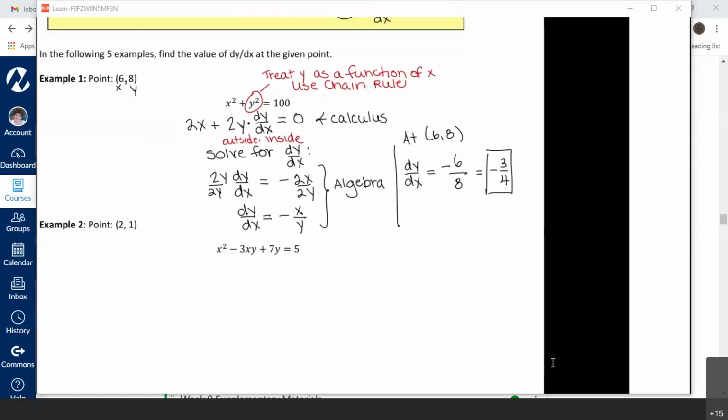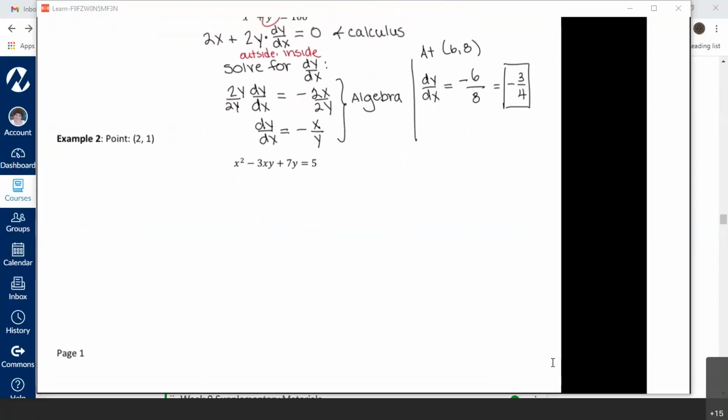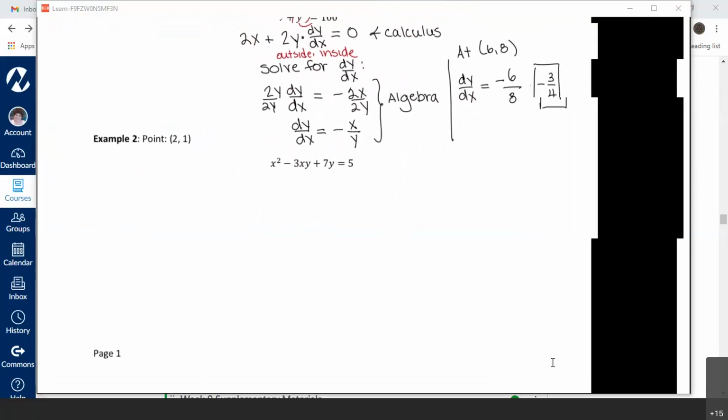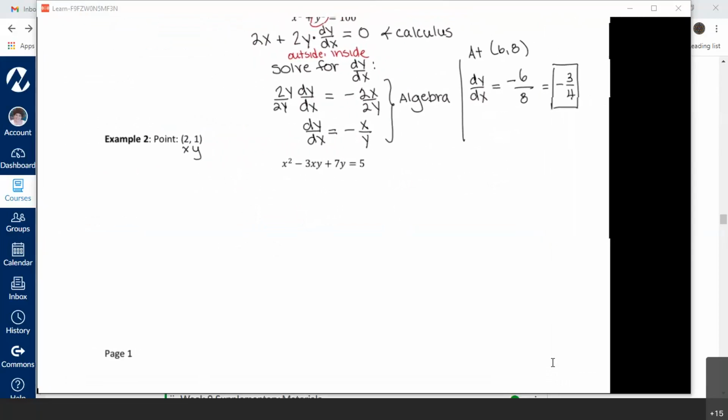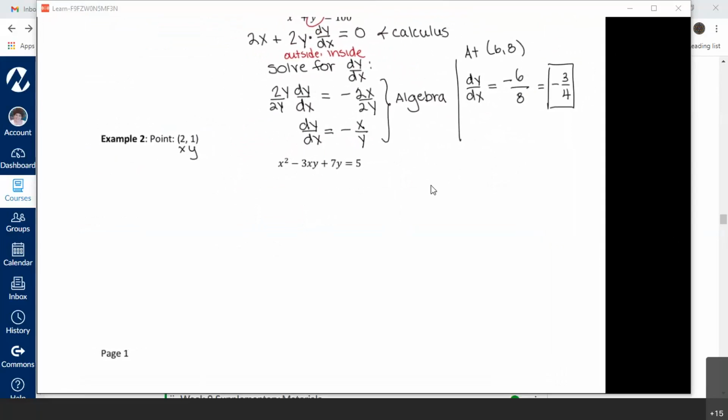All right, here's another one. We'll go through a couple of these so you can get the general drift of how this works. Here's another x y point. And again, you can see this function is difficult to solve for y because of this mixed x y term. It's going to be difficult to isolate y. So let's just use implicit differentiation.